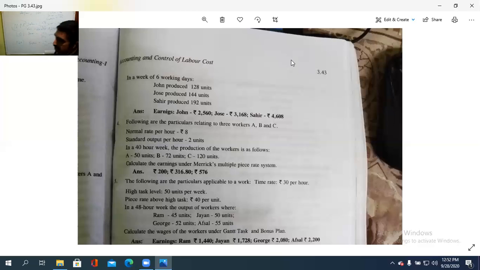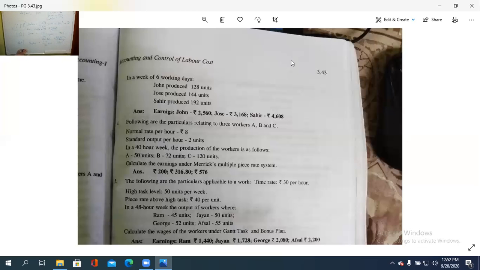Then for Jaws, at 90%, 110% applies. So how is it to be calculated? We need to calculate the rate itself first: 20 into 110% is 22. That 22 is multiplied with 144. 22 into 144 is 3168 for the second person, Jaws.